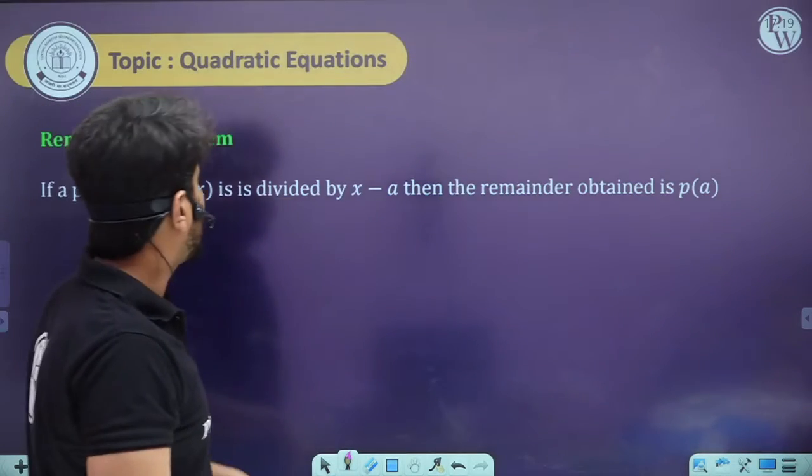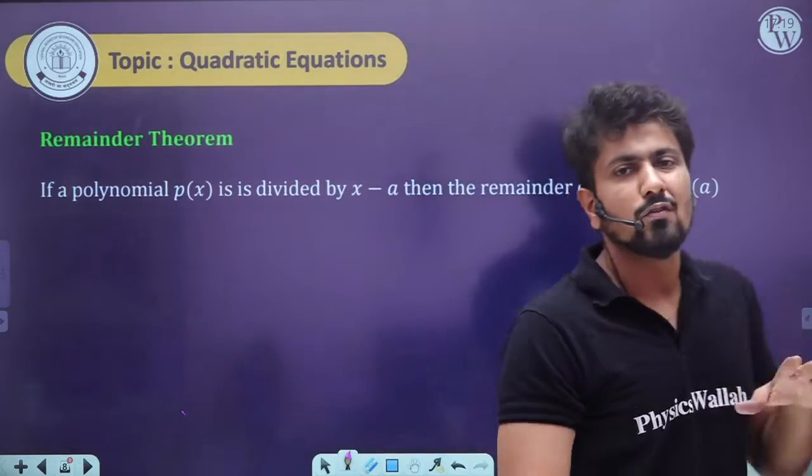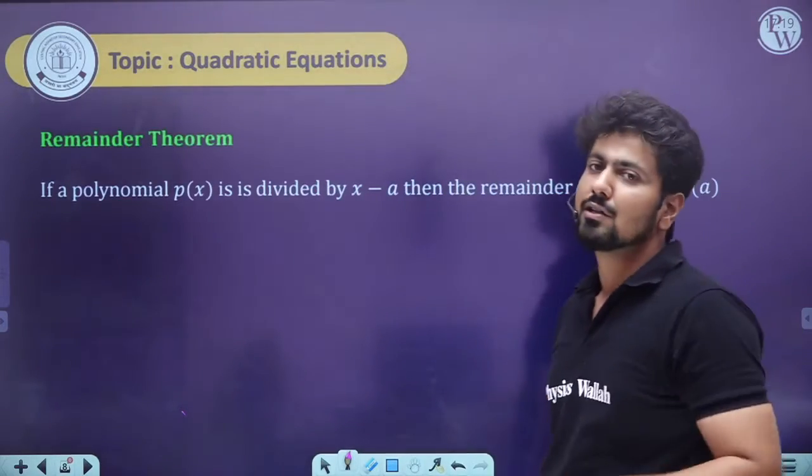Now let's get to our first theorem of quadratic equation. Okay, remainder theorem.